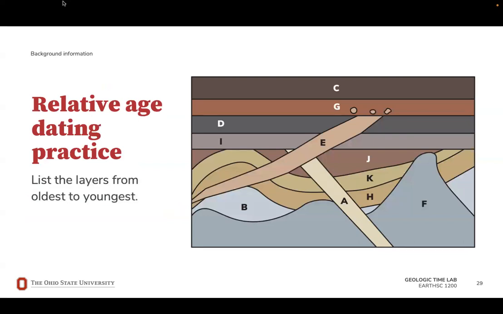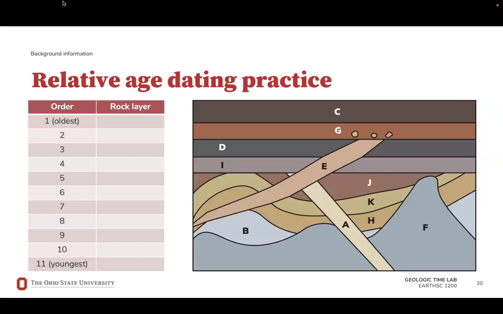Now let's try a practice example where we will list the rock layers in this figure from oldest to youngest. The oldest layer in this sequence is layer B. You might be inclined to think that it was A or F, but it can't be A or F because both of those cut through layer B. Next, layer H was deposited on top of layer B, followed by layer K and layer J. Next, igneous intrusion F was emplaced. Then, igneous intrusion A cut through all of those older rock units.